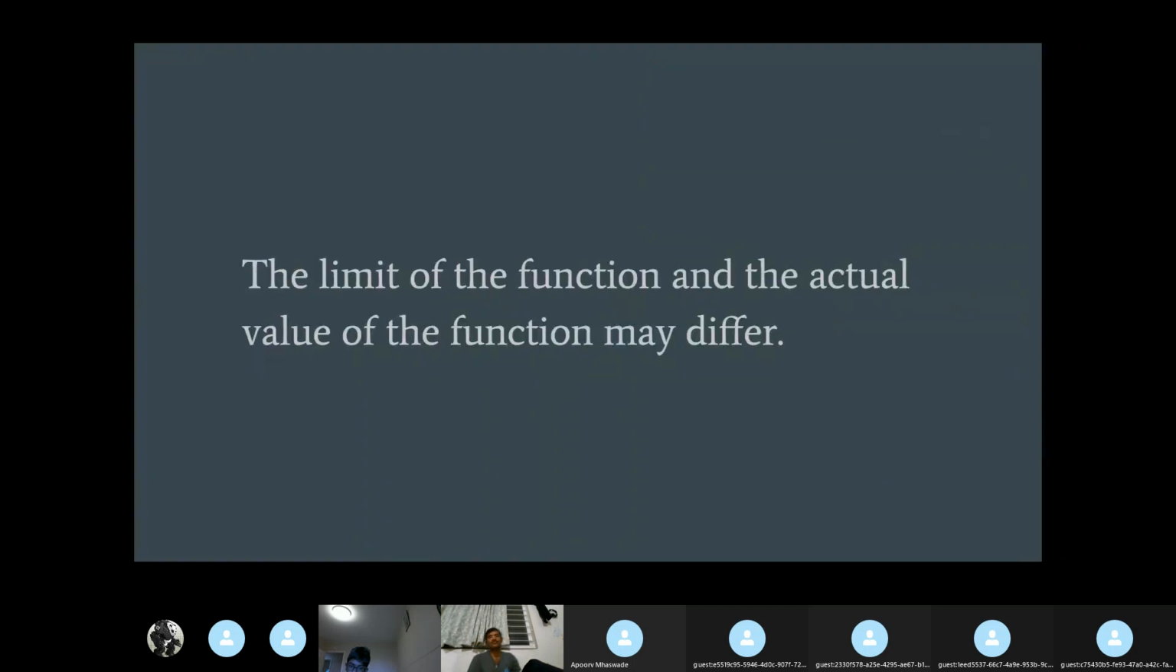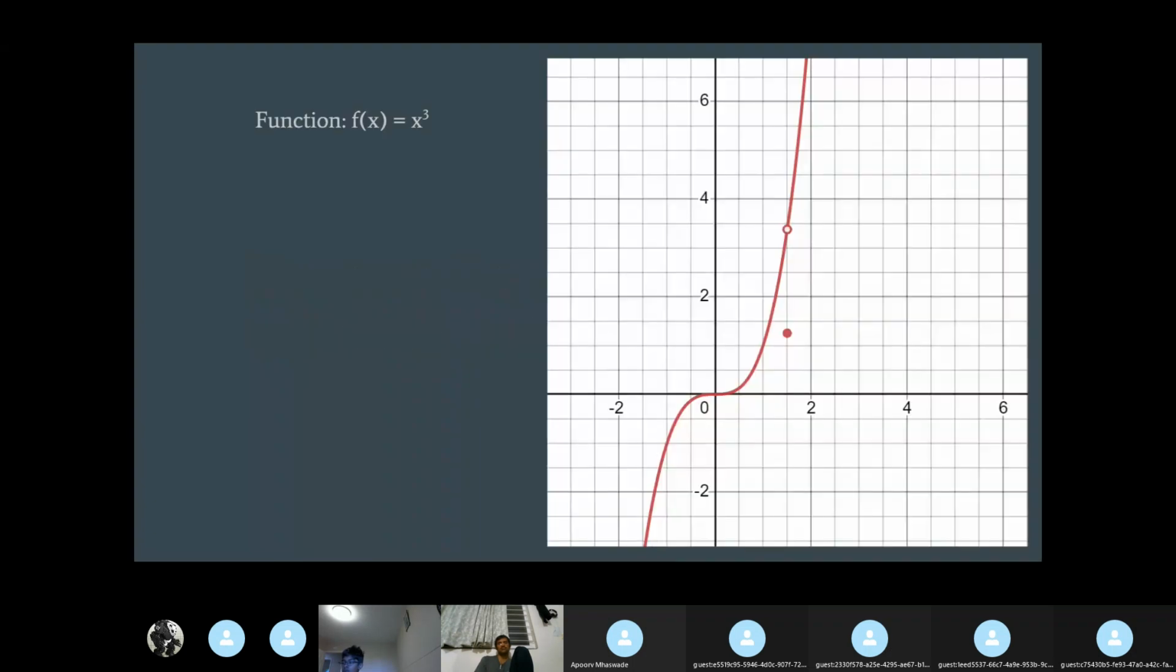Okay, so as we saw in the previous example, the limit and the value may not be the same. But in the previous example, the value of the function was undefined. Even if the value of the function is defined, the limit can differ from the value, as we see here. Now, this is a peculiar function.